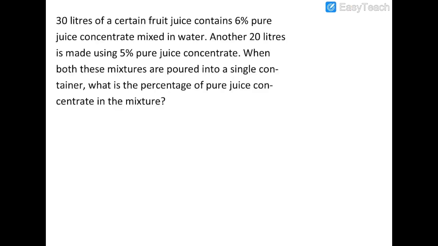This one says 30 liters of a certain fruit juice contains 6% pure juice concentrate mixed in water. Another 20 liters is made using 5% pure juice concentrate. When both these mixtures are poured into a single container, what is the percentage of pure juice concentrate in the mixture?